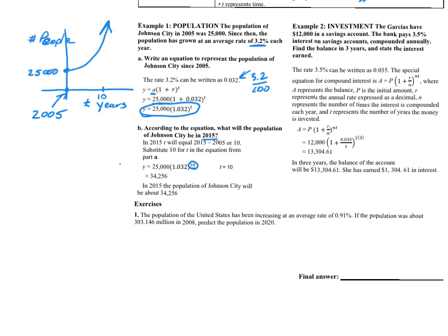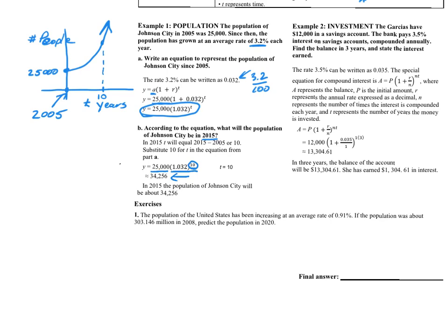We're going to make sure that when we go to use the calculator, that we do the exponents before we do the multiplication. And when we do that, we're going to see that the population of Johnson City is going to end up to be 34,256 people.